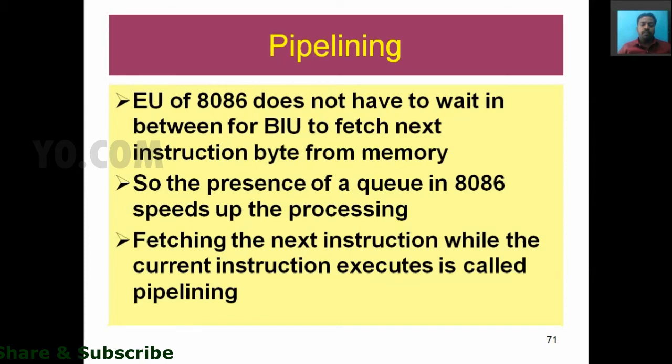Fetching the next instruction while the current instruction is executed is called pipelining. The current instruction is executing, and at the same time the bus interface unit fetches the next instruction, so that is a parallel operation called pipelining. At the same time, one instruction is executing, one instruction is fetched from memory, and one instruction is in decoding. So three different operations at the same time, that is called pipelining.